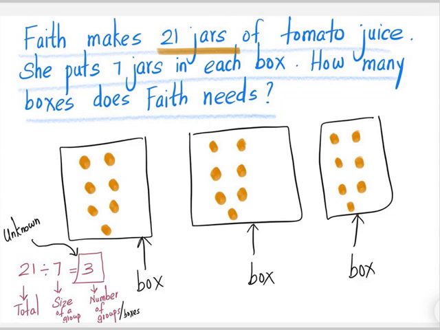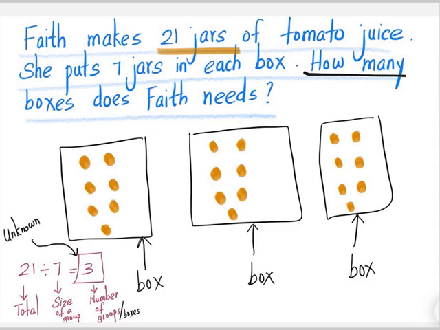Let us do a problem. In this problem, Faith makes 21 jars of tomato juice. She puts 7 jars in each box. How many boxes does Faith need? So if you see here, 21 is the total number of jars or the dividend, and 7 jars in each box means that is the size of each box. So the total is 21 and 7 is the size of each box.